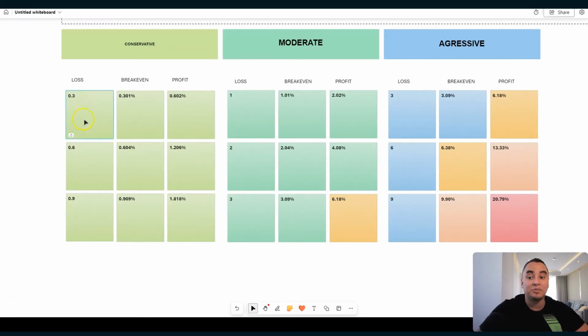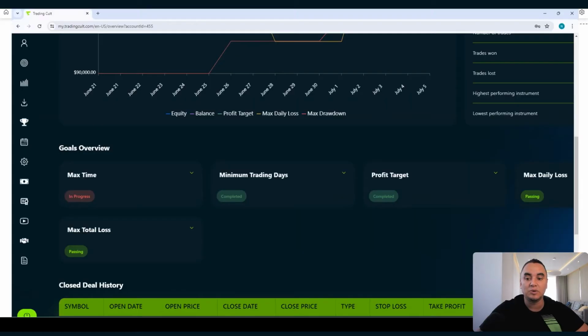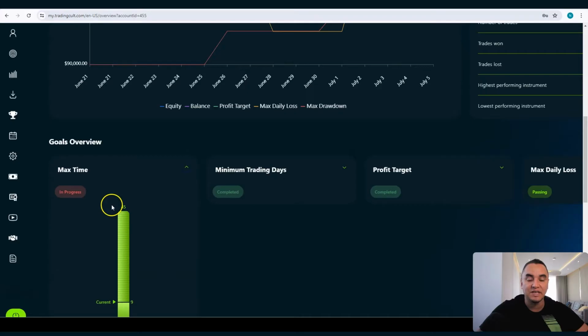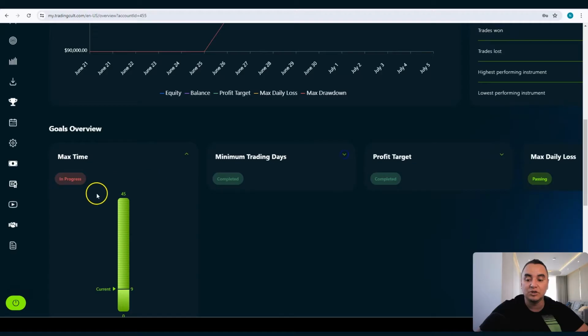Now, why 0.3%? It's really important because the objective, and let's go back to our dashboard, you have a maximum time of 45 days per challenge. So on the first phase, you will have 45 days. On the second phase, you will have 45 days. You have a minimum trading days of 3, but obviously you can use all those 45 days to pass the challenge. You don't need to rush it, and this is one of the biggest mistakes that traders make, but it's coming a bit later.